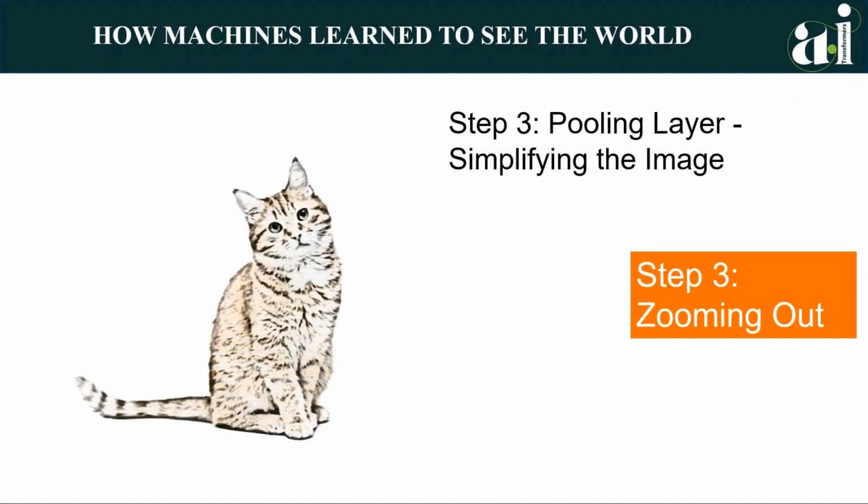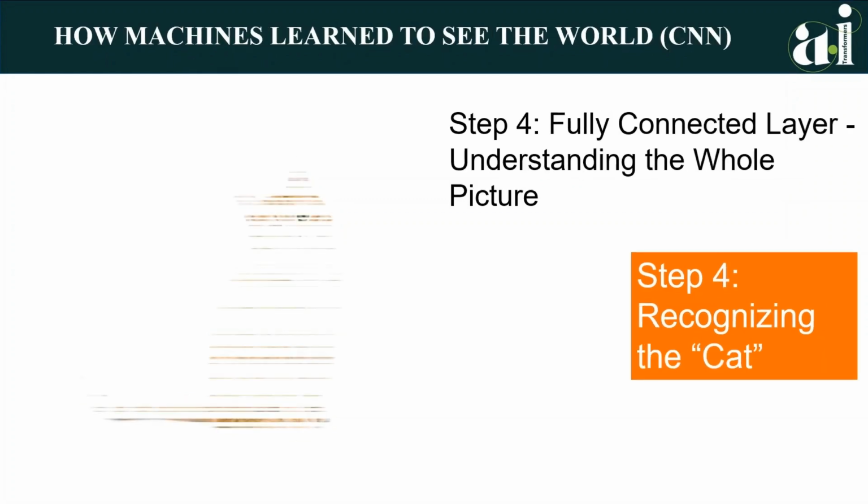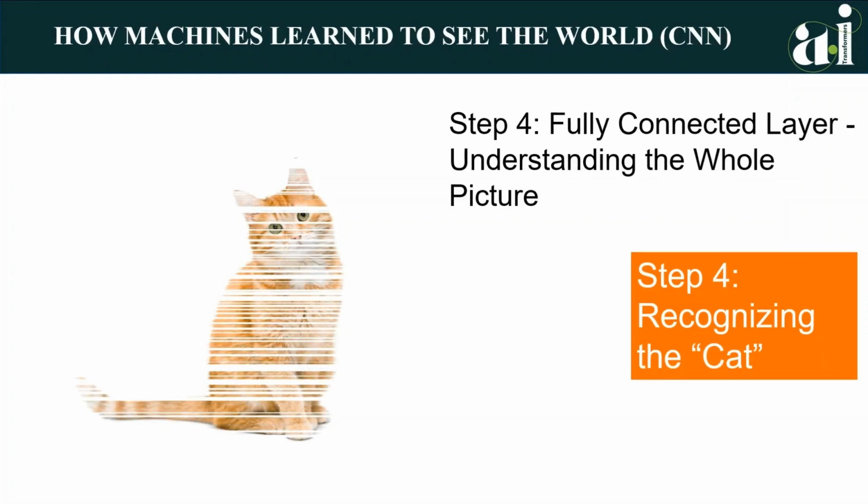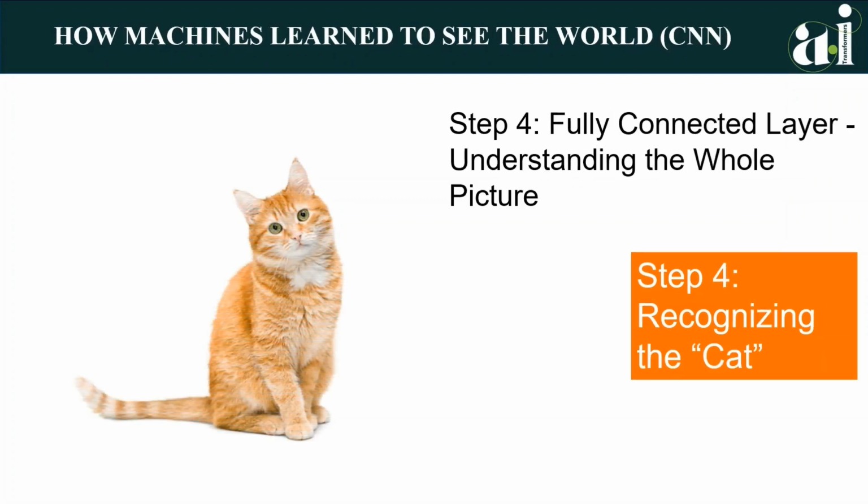The pooling layer helps it zoom out and summarize the image, keeping only the essential details like recognizing that this shape is an ear or tail. Finally, we teach the machine to put everything together. The fully connected layer combines all the learned features to make a prediction that this is a cat. At this point, the machine has learned to see and understand the image.